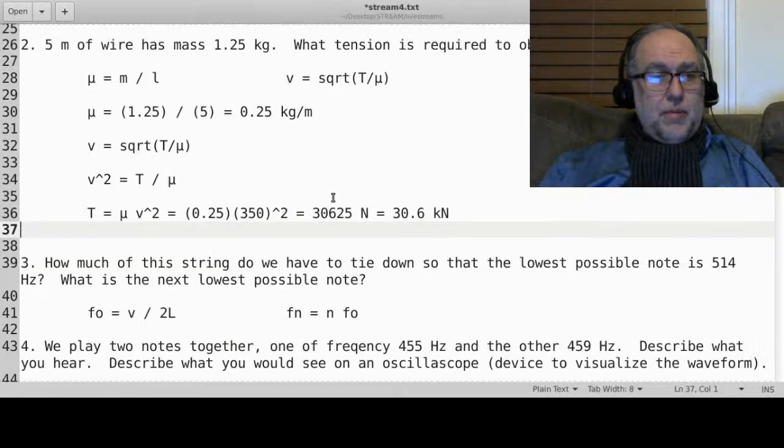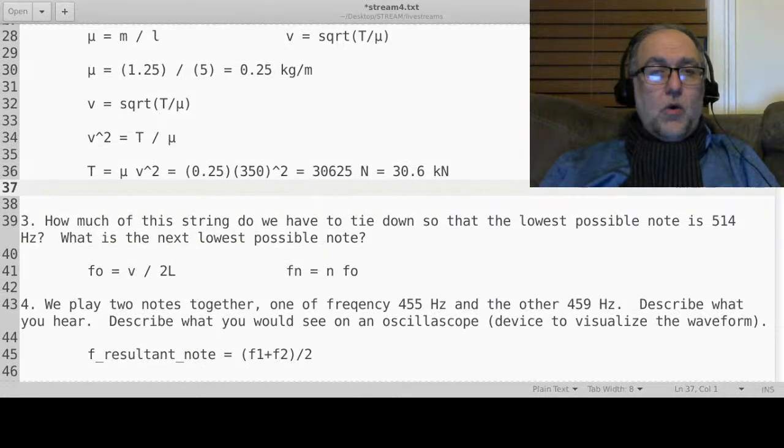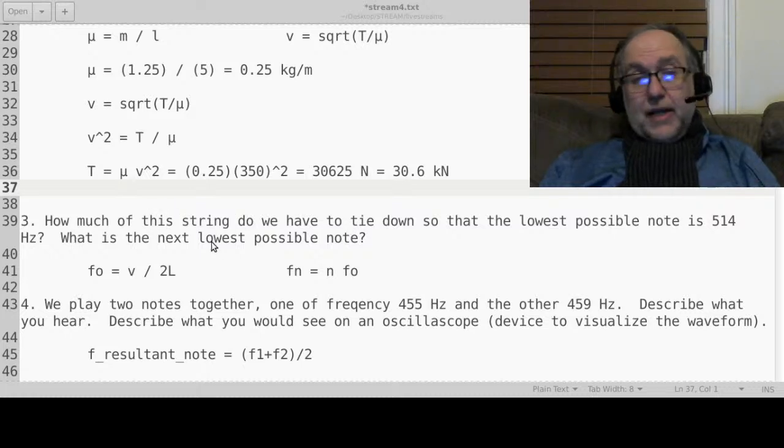Well, let's take a look at our third problem here. The question is, how much of this string do we have to tie down so that the lowest possible frequency is 514 hertz? And what is the next possible note? I didn't solve this problem yet, so I'm not sure how long it's going to be, but we'll find out.